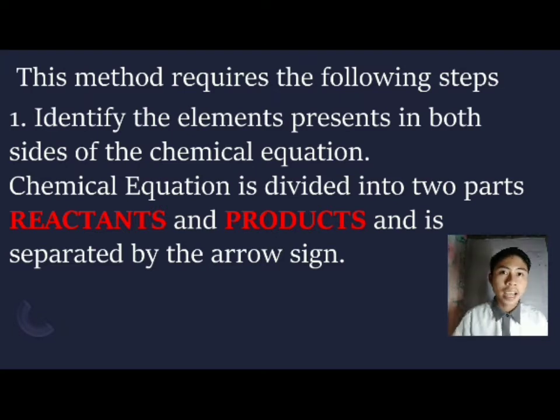First, identify the elements present on both sides of the chemical equation. A chemical equation is divided into two parts, the reactants and the products. When we say reactants, these are the substances that start a chemical reaction. And when we say products, these are substances that are produced by the reaction.